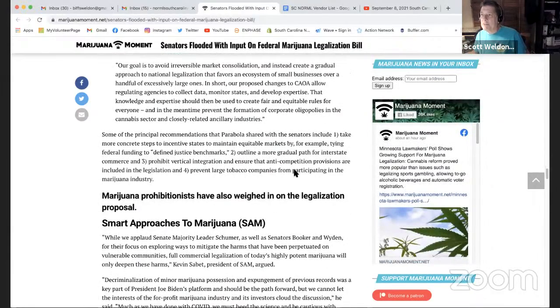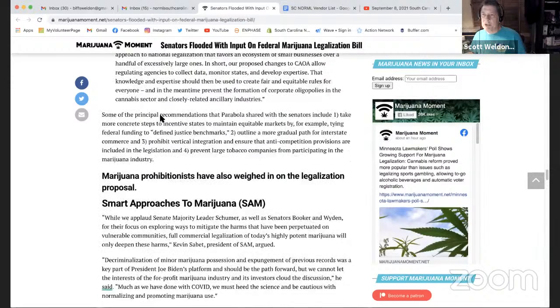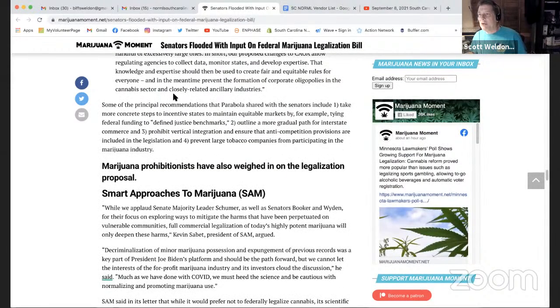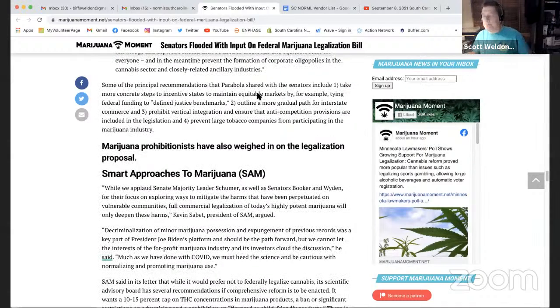Some principal recommendations from them. Number 1, take more concrete steps to incentivize states to maintain equitable markets by, for example, tying federal funding to defined justice benchmarks. 2, outline a more gradual path for interstate commerce. 3, prohibit vertical integration and ensure that anti-competition provisions are included in the legislation. 4, prevent large tobacco companies from participating in the marijuana industry. So those are all the ones that are pretty much weighing in as opponents.